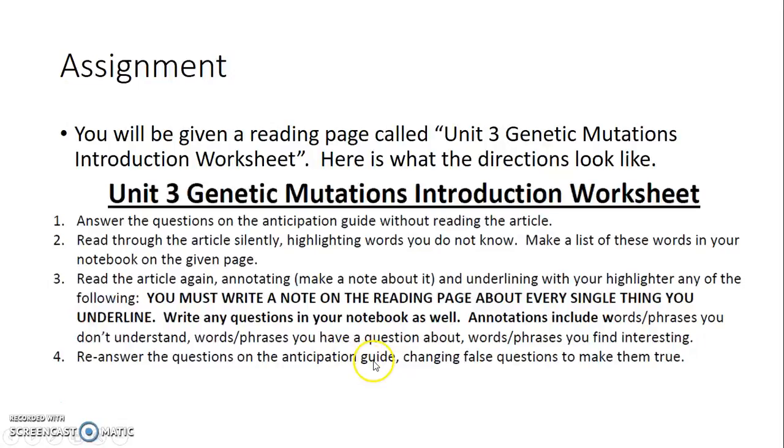Then you are going to go through the anticipation guide again, re-answer those questions, and make any statements that are false into a true statement. And then you can answer those questions on the back of that anticipation guide.